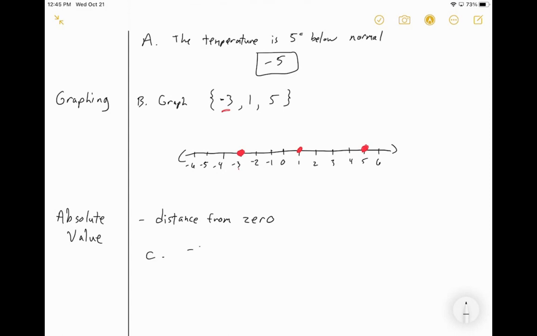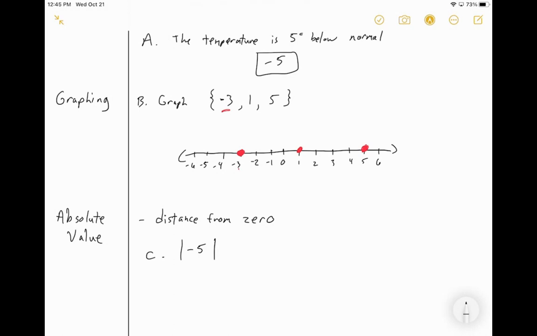Let's say we had the number -5. And this is the absolute value symbol. The absolute value symbol is these 2 bars around the number. Okay, it's not parentheses, they're not curved, they're straight, and they're a little bit bigger.